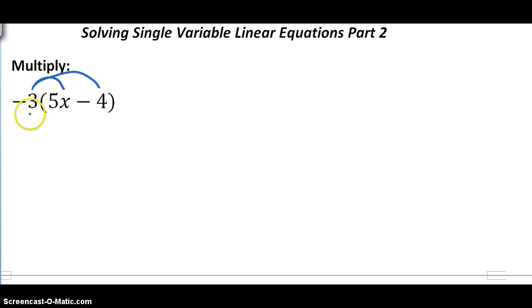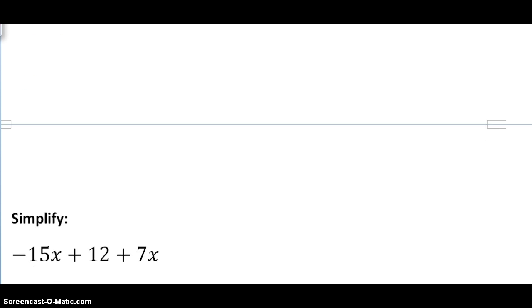Kind of interesting. So, negative 3 times 5x, we just throw the ropes there. That's negative 15x, and then negative 3 times negative 4, and a negative times a negative is a positive. 3 times 4 is positive 12. So we multiply the negative 3 times the two terms, and we get this. Not a big deal, right? We'll practice in a little bit here.